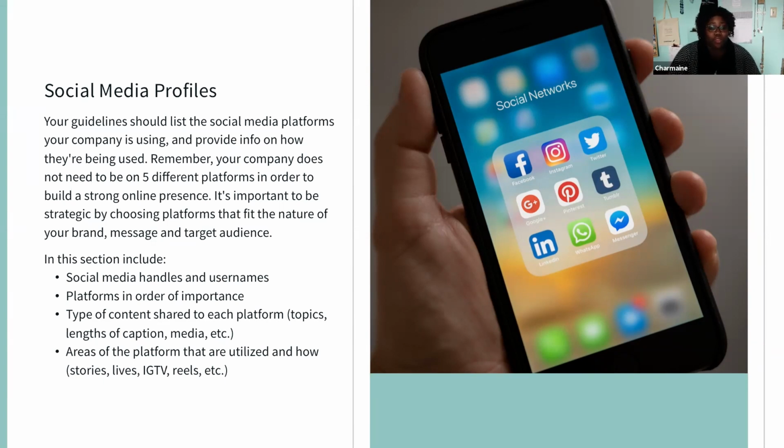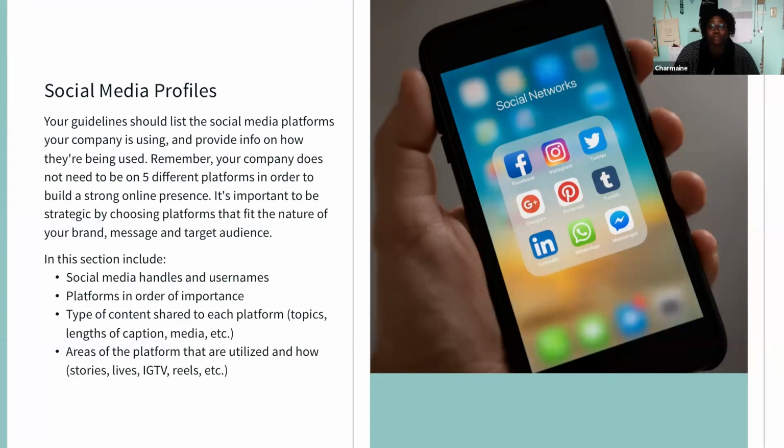You also want to include different areas of the platform that are utilized and how, right? So if you're using Instagram, Instagram is a multi-layer platform. So there's posting to your feed, there's stories, there's doing live video, there's IGTV, there's Reels, which is new. You want to outline in this section of your social media guidelines if you're using those extra features and how.